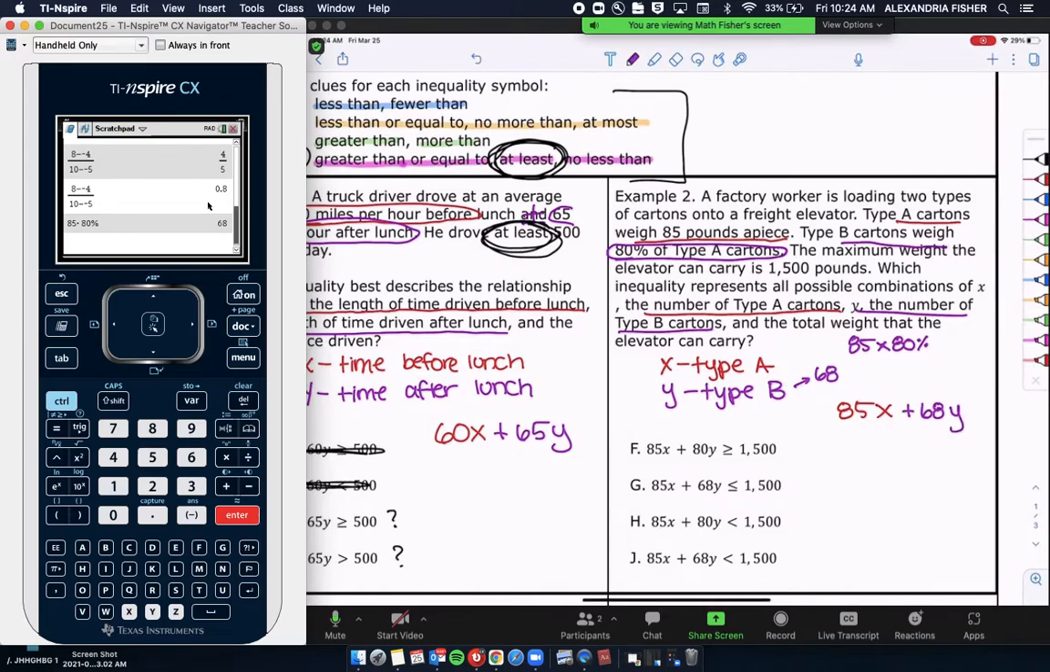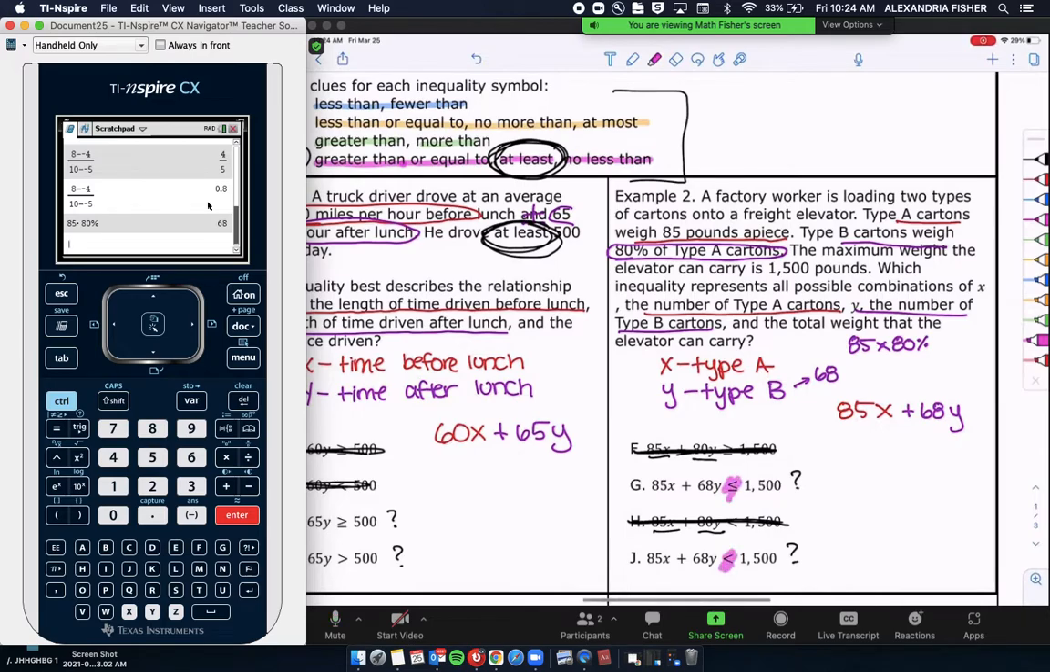Okay. So let's match the equations. So we have 85x, that's correct, and 80y. That's incorrect, so eliminate that. 85x, 68y. Maybe. 85x, 80y, 68y. Eliminate H. 85x, 68y. Maybe. So then now we have to go back and read to see which symbol we use, because we have this symbol and this symbol. So let's figure out which one we're going to use.